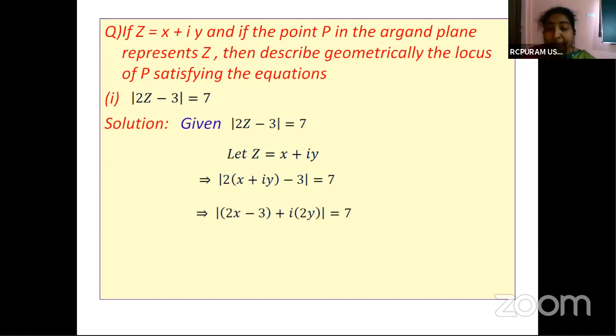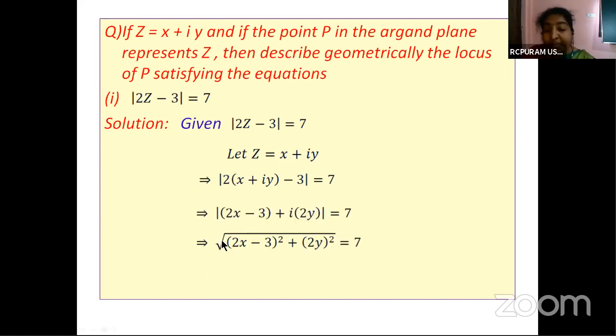Then we will try to separate the real part and the imaginary part. You have it as 2x minus 3 plus i into 2y. See, this is 2x plus 2iy. So that i into 2y is taken as the imaginary part equal to 7. Now we know the real part and imaginary part. We can apply the formula for the modulus.